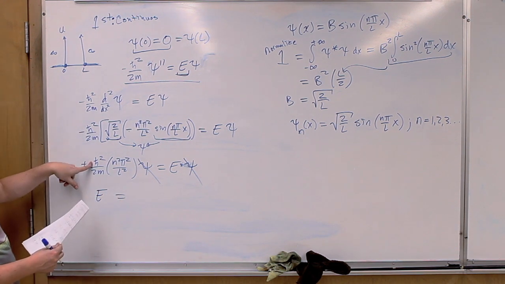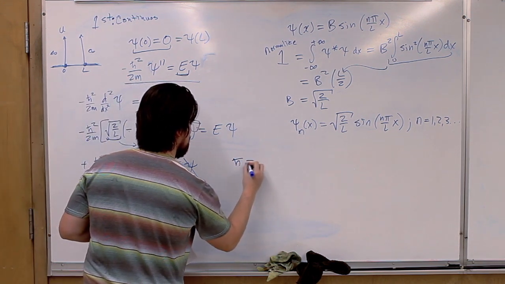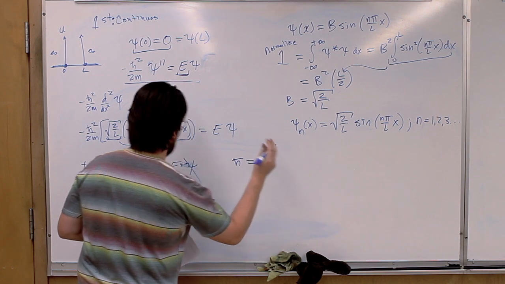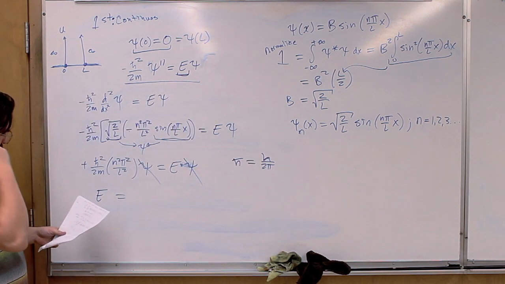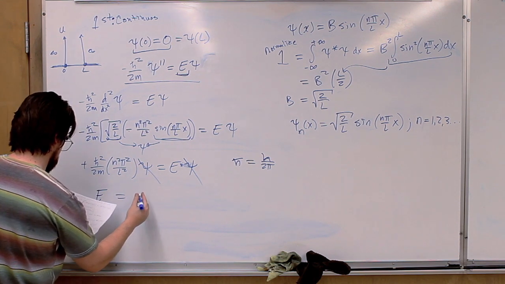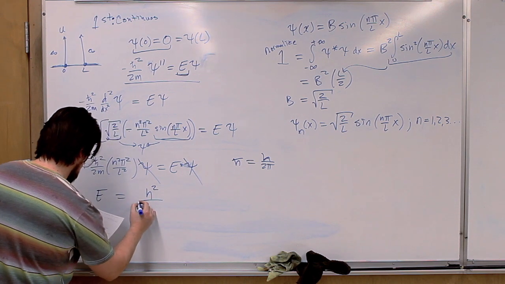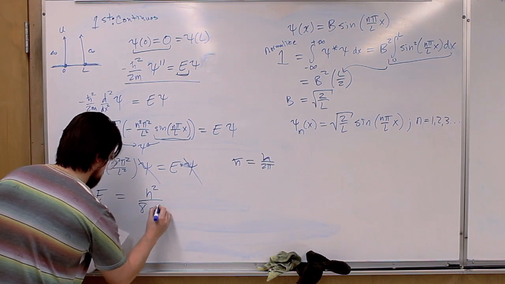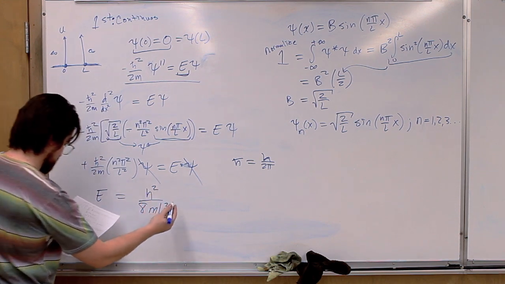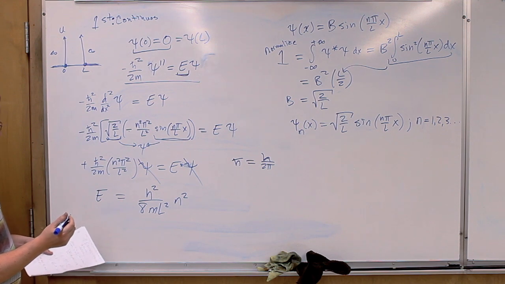Replace h bar over 2 with just h, Planck's constant, over 2 pi. Then the pi's are going to cancel. You can probably do this. End up with h squared over 8 times the mass times the length of this box squared. All of that multiplied by this n squared factor.